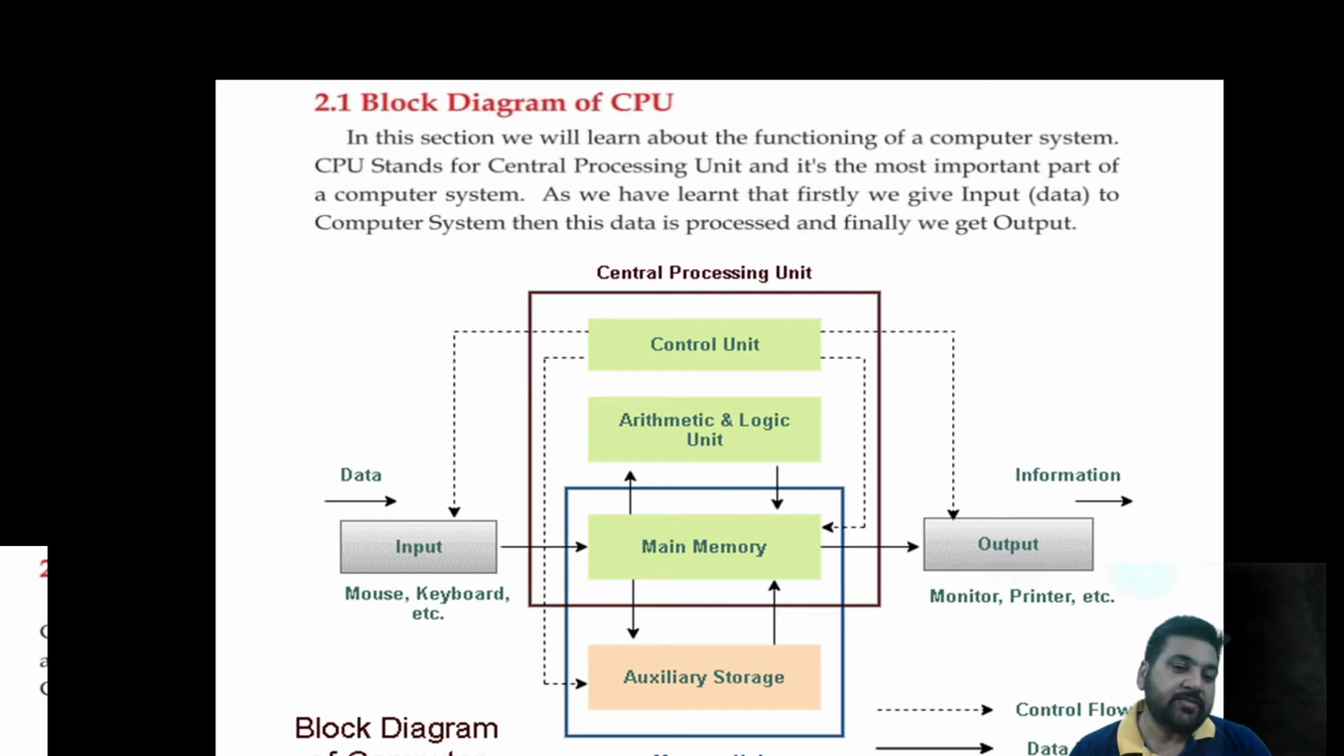First is the data input: mouse, keyboard, etc. We put the data in the computer system, and it goes into main memory. After that it goes to the arithmetic and logic unit and control unit, and after that to auxiliary storage. After that we get output by monitor and printer, etc. So this is the central processing unit's flow that controls the data and the data flow.